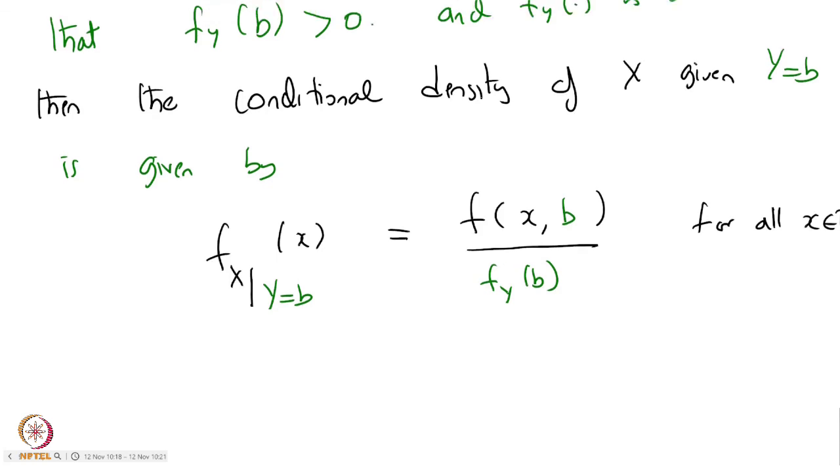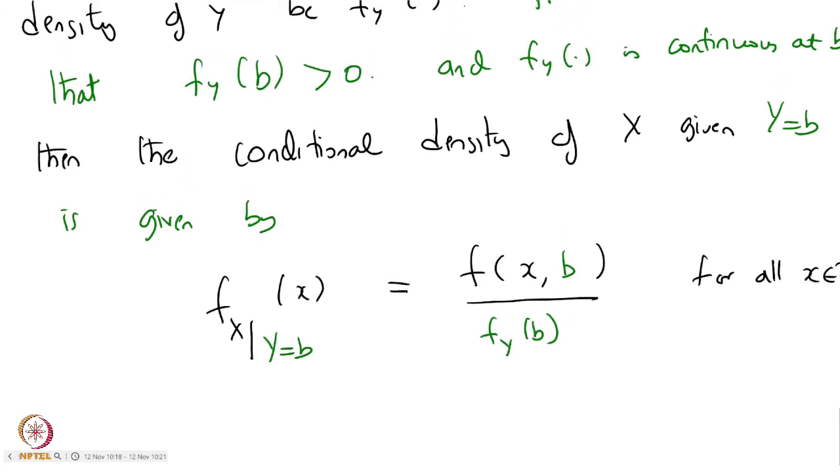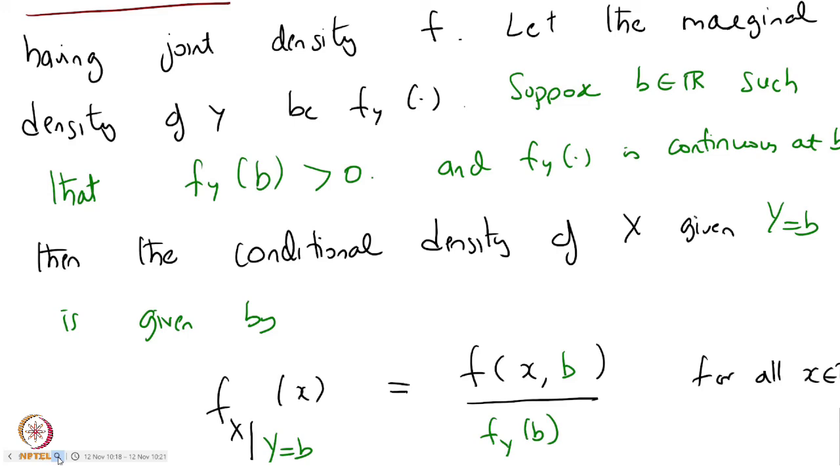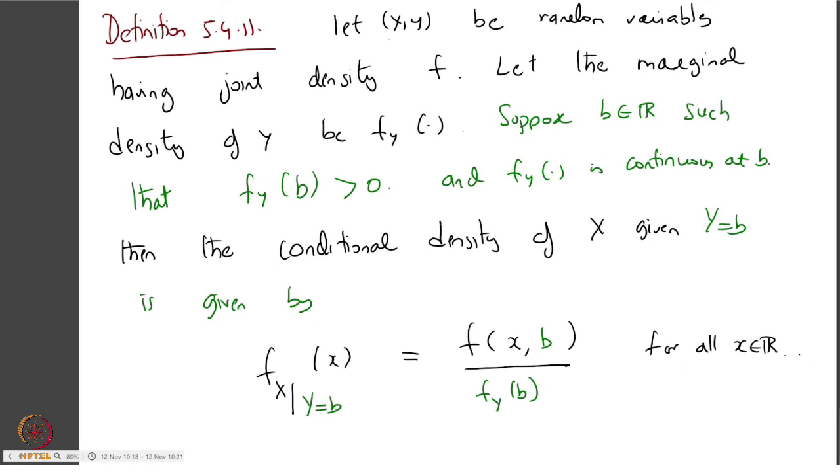So similarly, you can define the conditional density of y given x equal to a, but this is broadly the idea. That is, if you have two random variables with joint density f, then the conditional density is going to be given by the ratio of the joint density divided by the marginal density, provided f sub y at the point b is positive. If that's not the case, then you can't do this calculation.